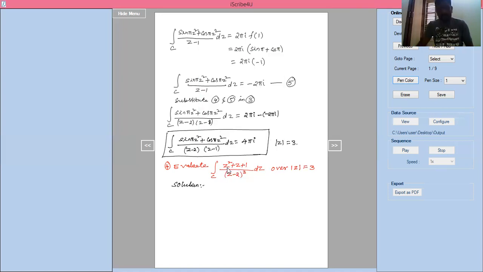So the given integral should be here. See, in the previous 3 problems I have done, the power of z minus a was 1 only. Here (z minus 2) whole cube is coming. Whenever the power is more than 1, you should apply the Cauchy generalized integral formula.